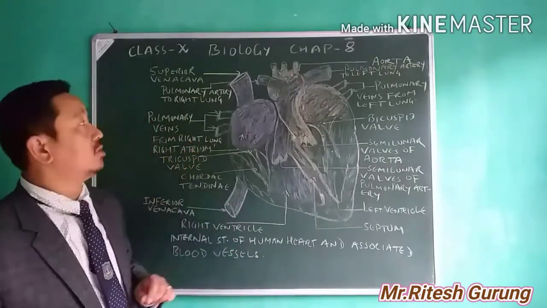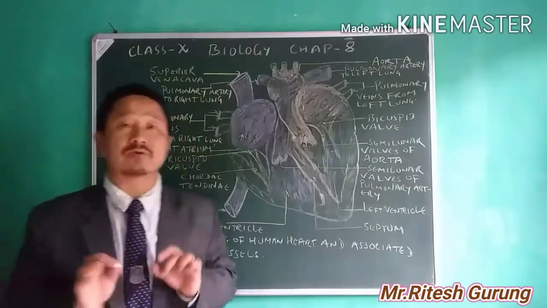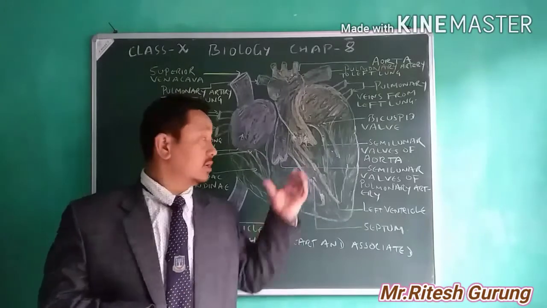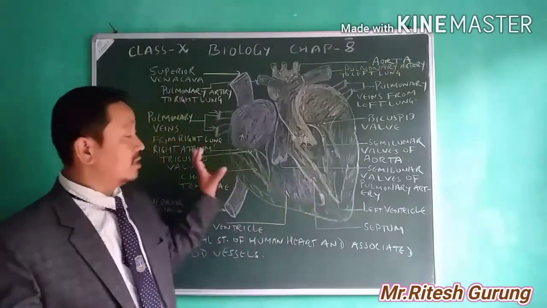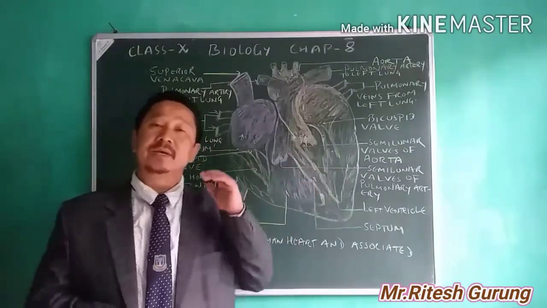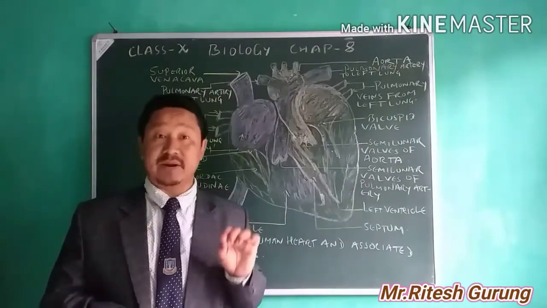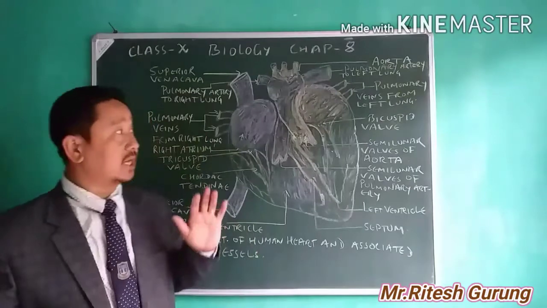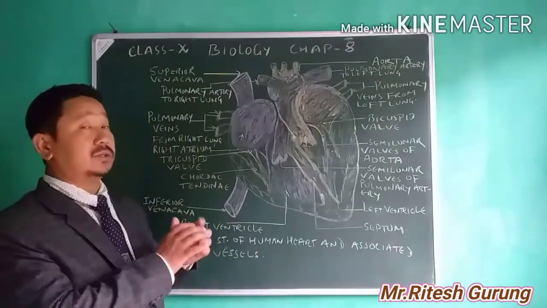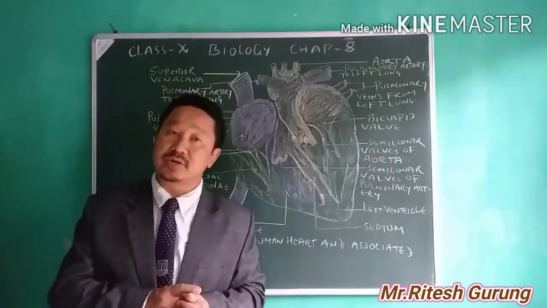As you all know, the human circulatory system consists of the heart, the blood vessels, and even your fluid substance like blood, primarily your blood. So these are the things that you find in the circulatory system.